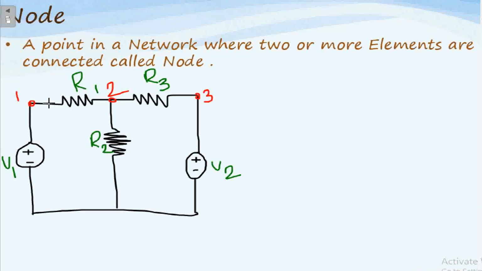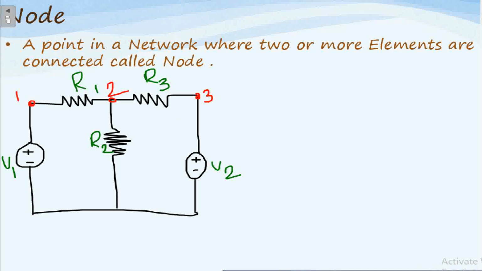Now let us see about node. A point in a network where 2 or more elements are connected is called a node. Here, this is your first node. At this point, 2 branches are connected. V1 and R1 are connected at this node 1. At node 2, 3 elements are connected: R1, R2, R3.